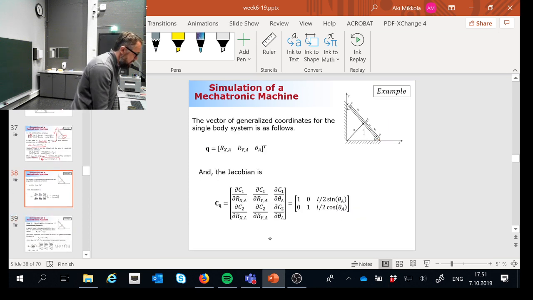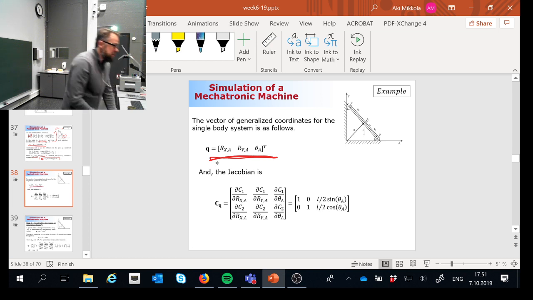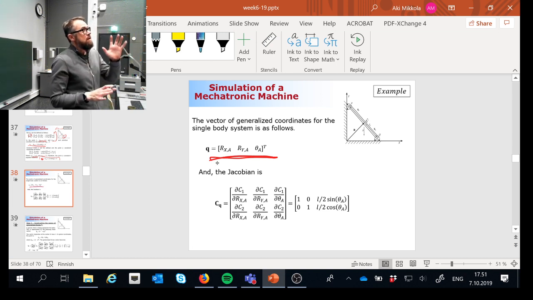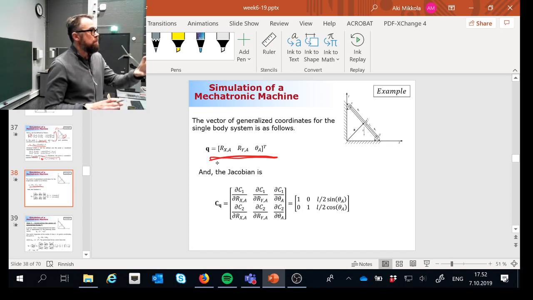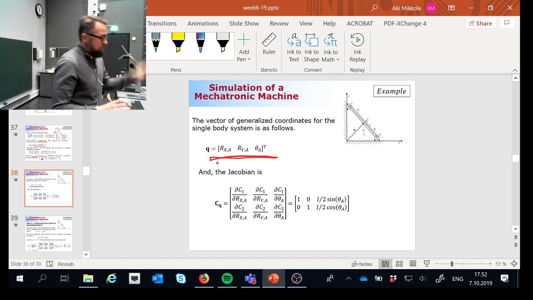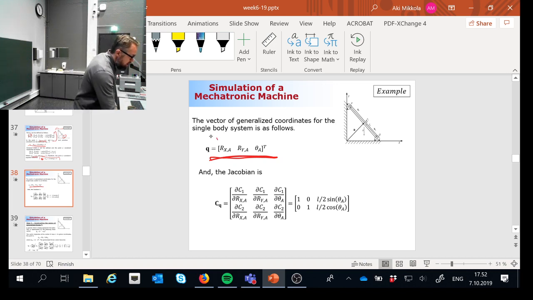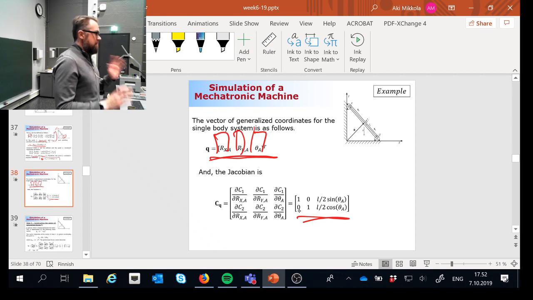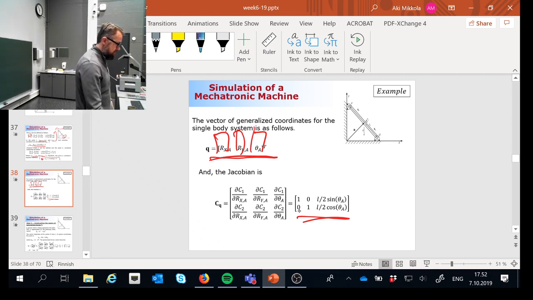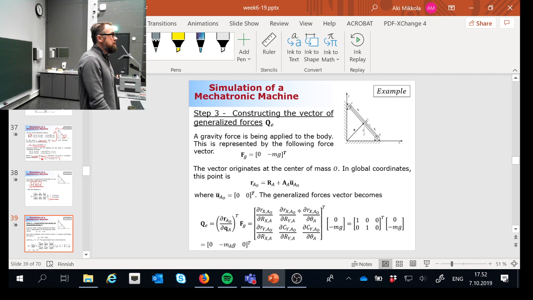So, a typing mistake. So here's my vector of generalized coordinates. Now what I'm going to do is differentiate these two constraint equations with respect to my variables that are Rx, Ry, and angle theta. That's going to be my Jacobian matrix. That's it. Step number 2 is done.